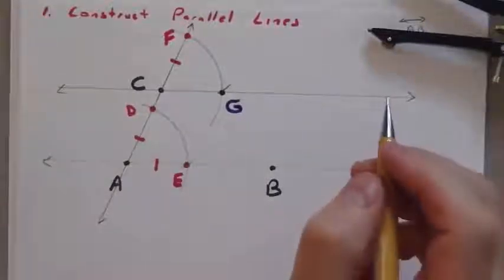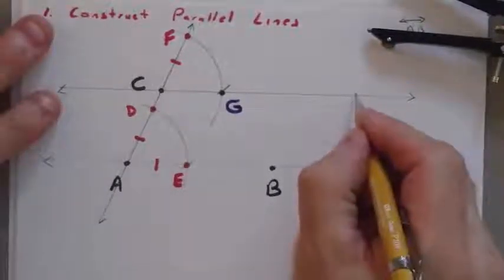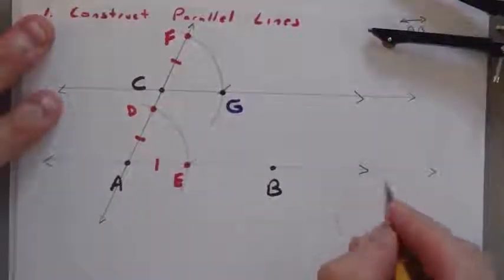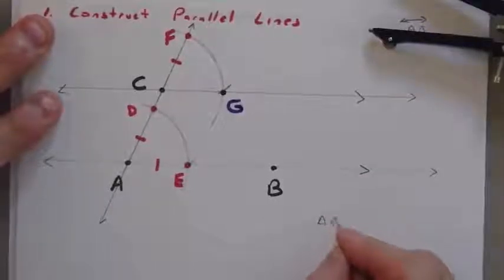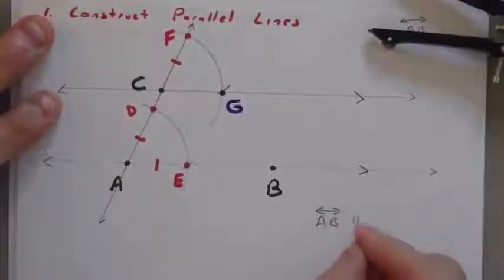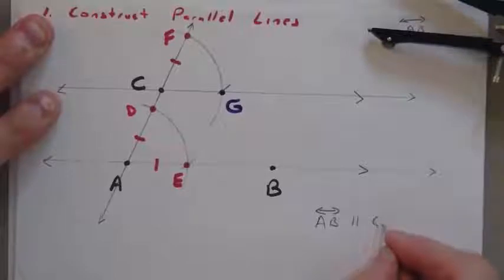And this resulting line is going to be parallel to that line. Let me just write that down before I forget. AB is parallel to CG.